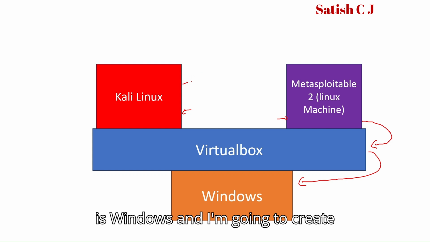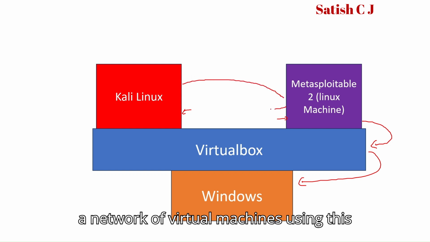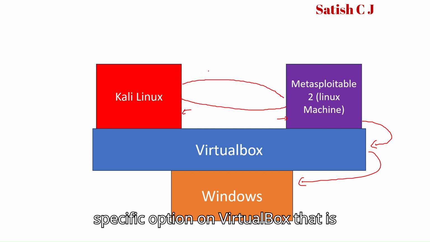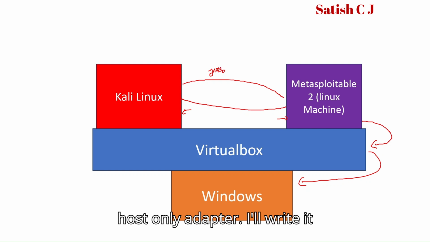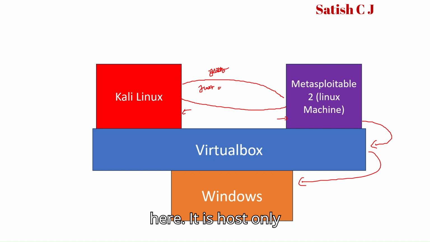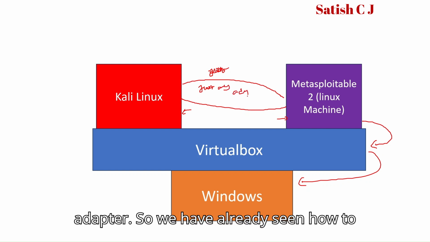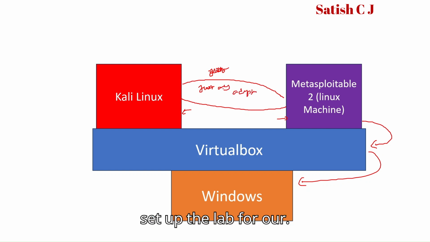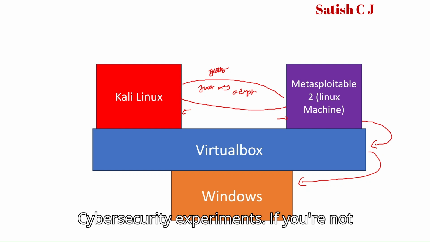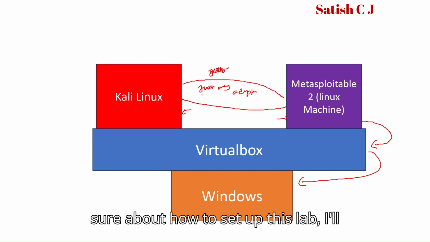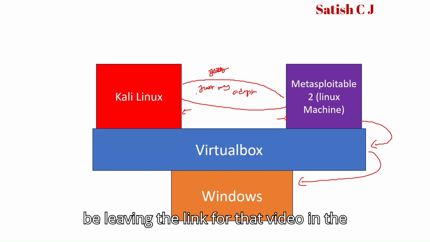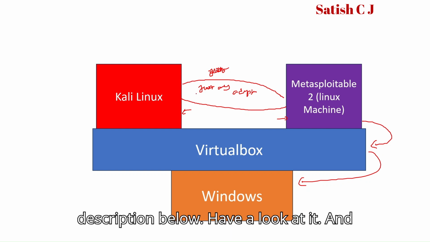And I'm going to create a network of virtual machines using this specific option on VirtualBox, that is host only adapter. I will write it here. It is host only adapter. So we have already seen how to set up the lab for our cybersecurity experiments. If you're not sure about how to set up this lab, I'll be leaving the link for that video in the description below. Have a look at it.